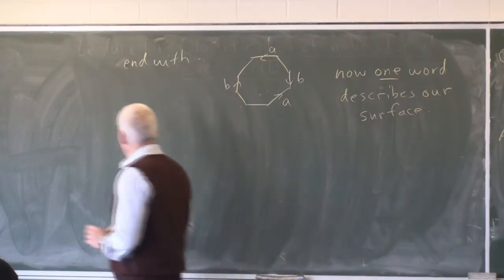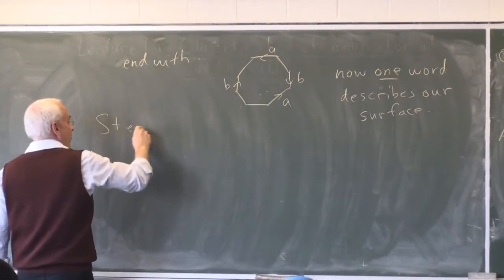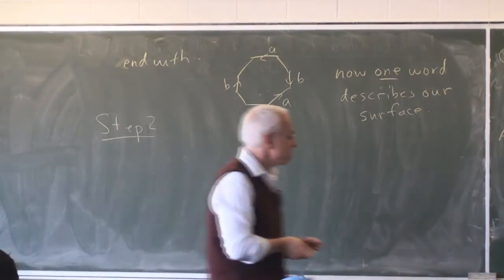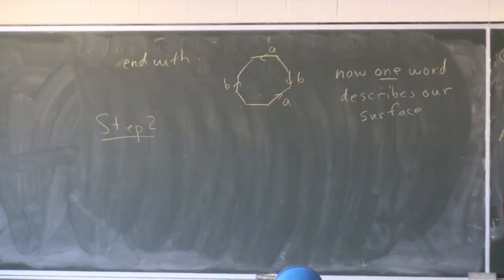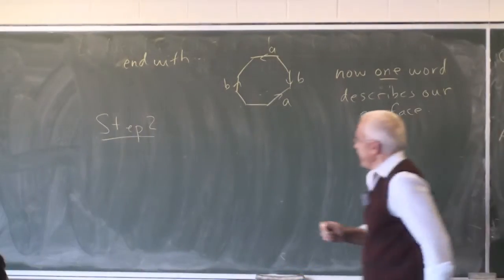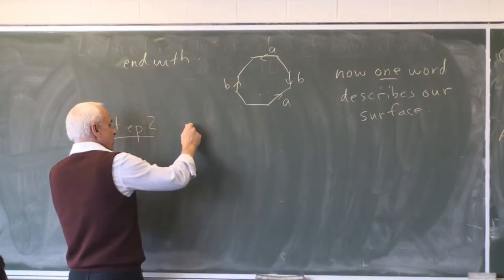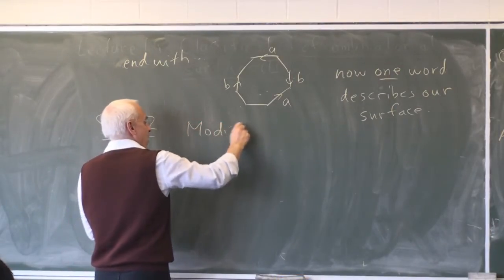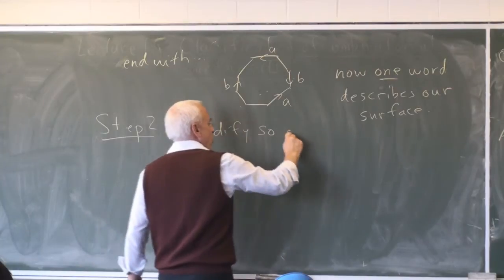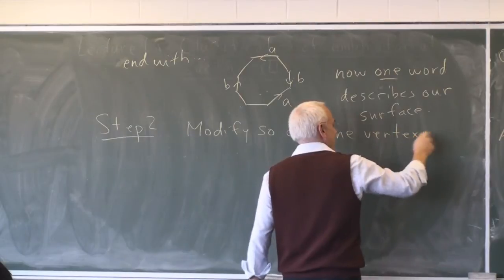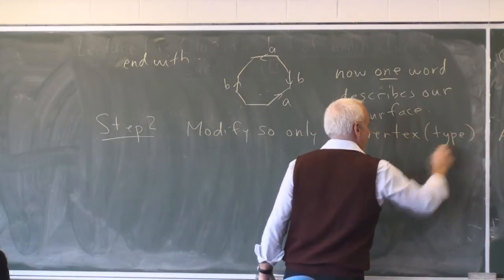Now, second step. Step two is we've got to cut and paste so that we only have one vertex. So what we want to do is modify so only one vertex, maybe we should say vertex type, occurs.